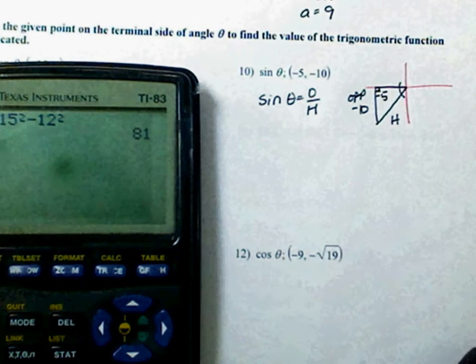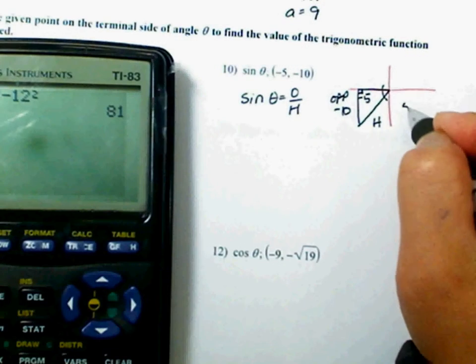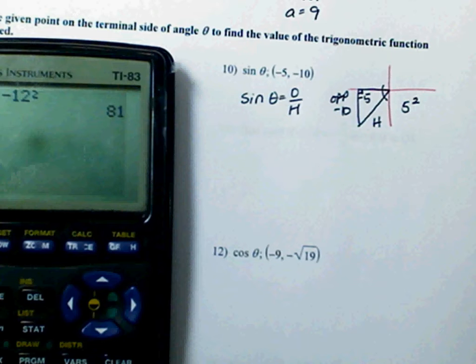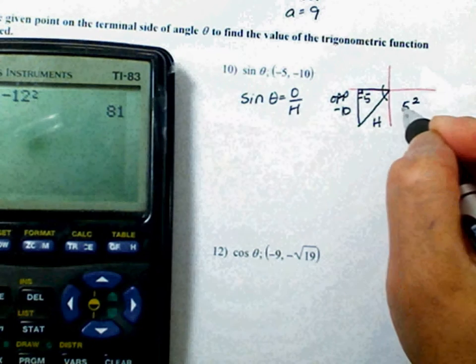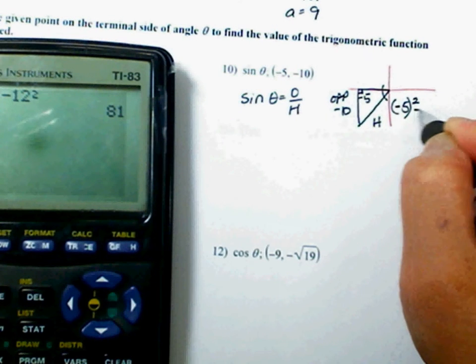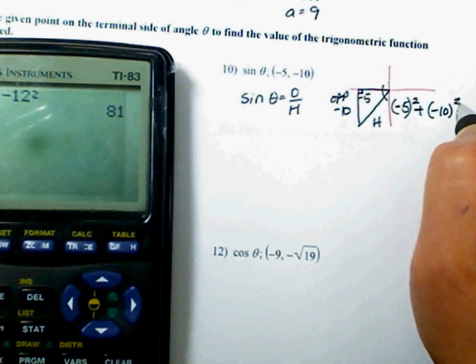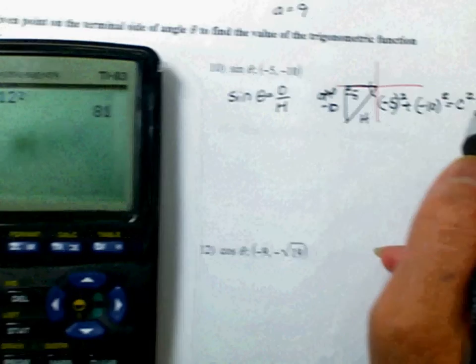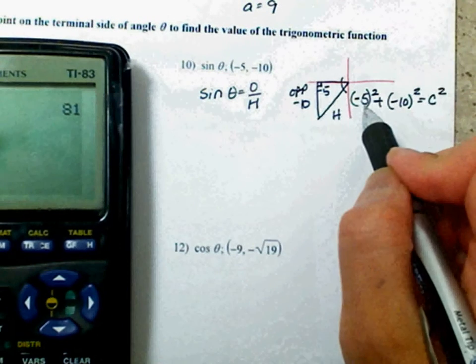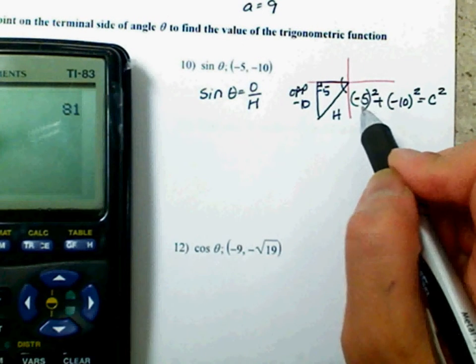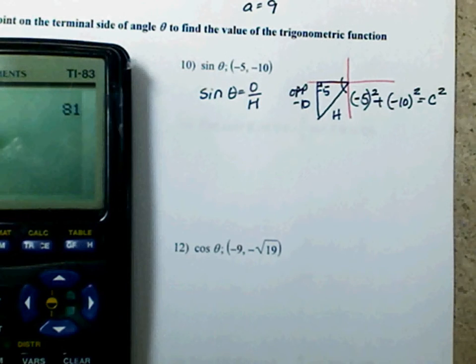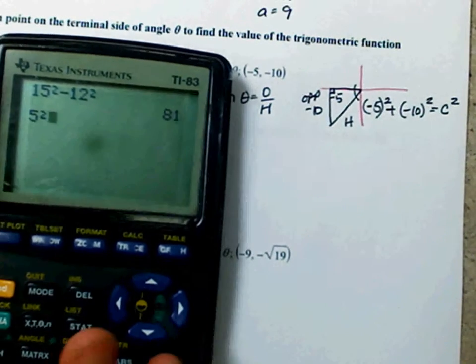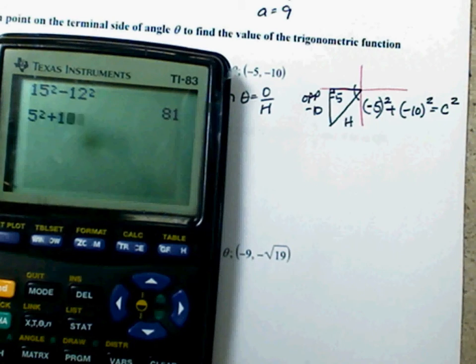So you're going to have 5 squared. Hypotenuse is always positive. If you do your Pythagorean theorem with a positive number, it will work out every single time. But if not, here's your -5 squared plus -10 squared is equal to your C squared, which is your hypotenuse. Okay? Just remember, when you square something, it is always positive. So you're going to have 5 squared, okay, plus 10 squared comes out to be 125.